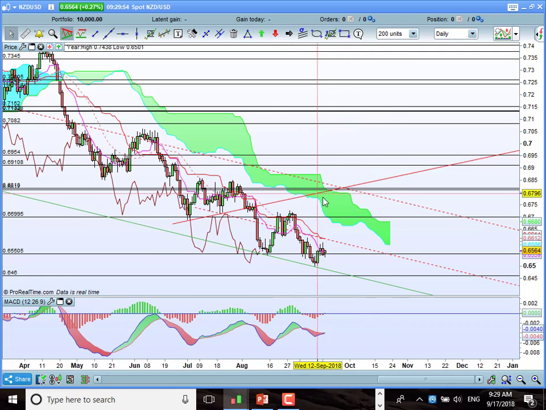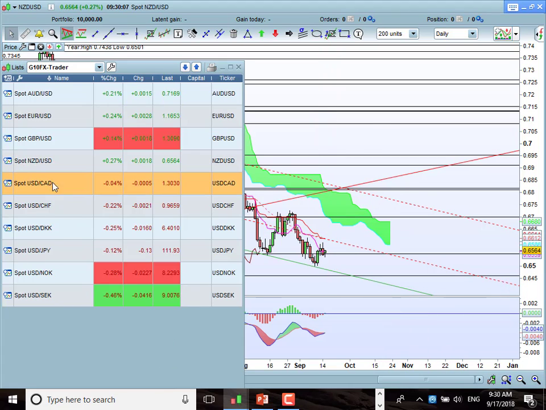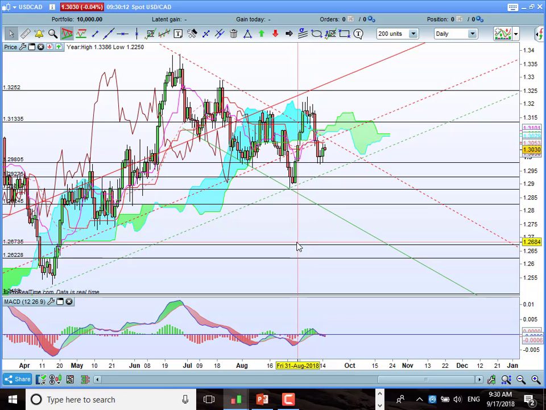But overall, the bottom end of the cloud here is a key resistance zone, so we buy the short retracement rallies and we sell out when it gets to the resistance level there. So far we're waiting for that MACD buy signal to come through for our mean reversion trade back up to the bottom end of the cloud. US dollar CAD. Front end of the cloud indicates that we've got somewhat of a trend change here.